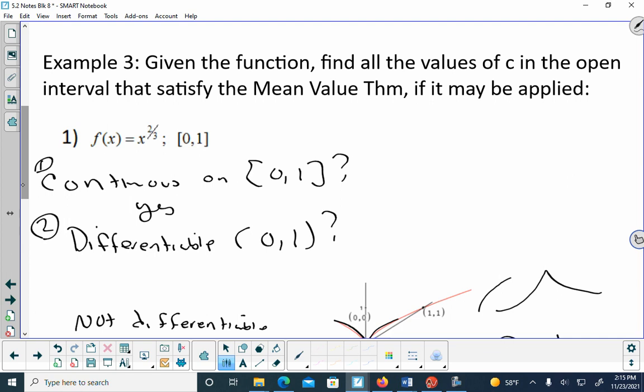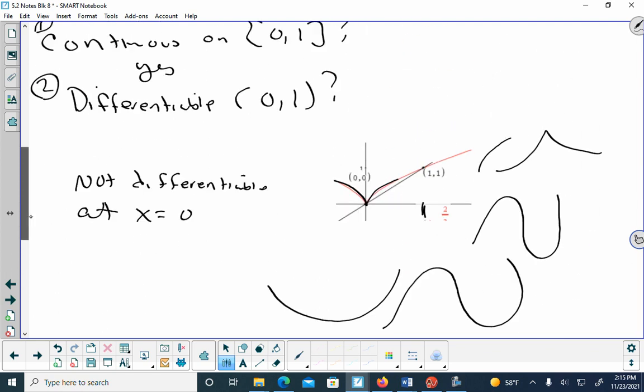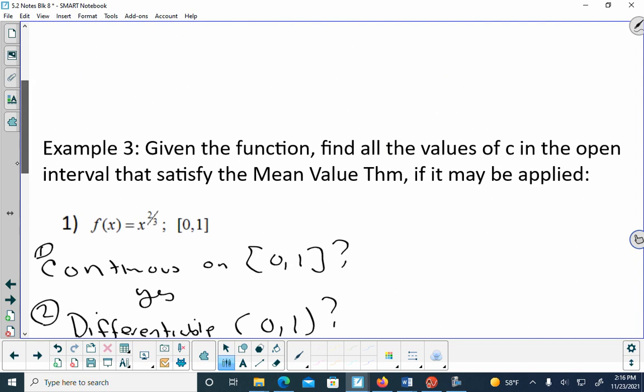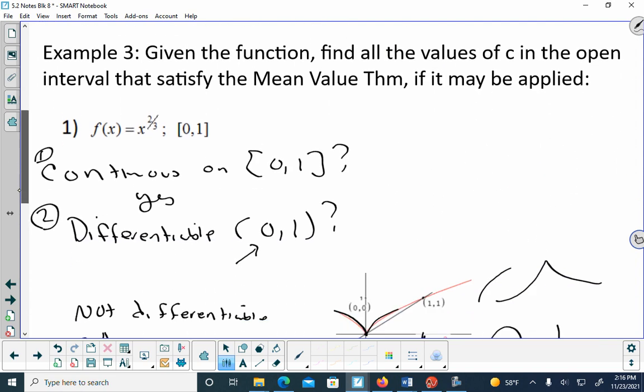All right. Find the derivative. All right, moving on. So it's not differentiable at x is equal to 0, and that's okay because it does not contain the point 0 because it's an open interval. Are you good? Yes.